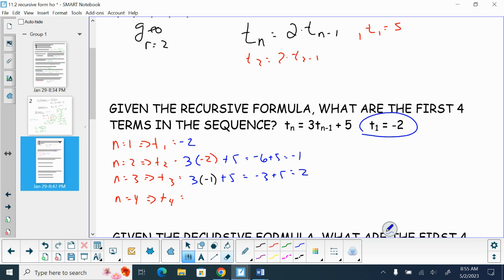To find our fourth term, we take 3 times our previous term, which is a value of 2, plus a value of 5. So we have 6 plus 5, which is 11. So our first four terms are -2, -1, 2, and 11. The question is: is this arithmetic, geometric, or neither? Do we have a common difference or a common ratio? No. So this is neither.